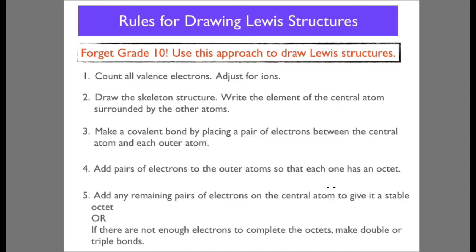Third, make a covalent bond by placing a pair of electrons between the central atom and each outer atom. Fourth, add pairs of electrons to the outer atoms so that each one has an octet. Fifth, add any remaining pairs of electrons on the central atom to give it a stable octet, or if there are not enough electrons to complete the octets, make double or triple bonds. Now that's quite a mouthful, I realise. So we'll do a few examples, but each time we're going to follow this stepwise, and that's what you should do. Learn to do this stepwise.